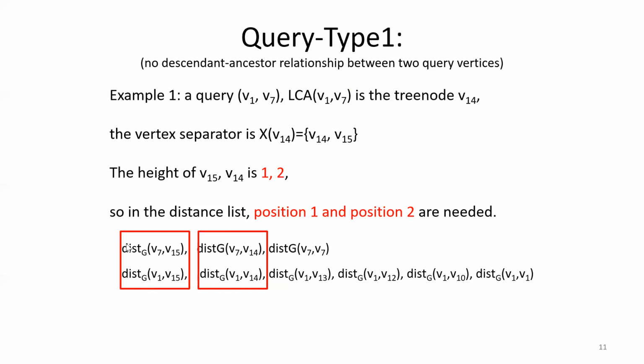So we can sum up the distance at position 1 and sum up the distance at position 2 and return the one with smaller value to be the distance.